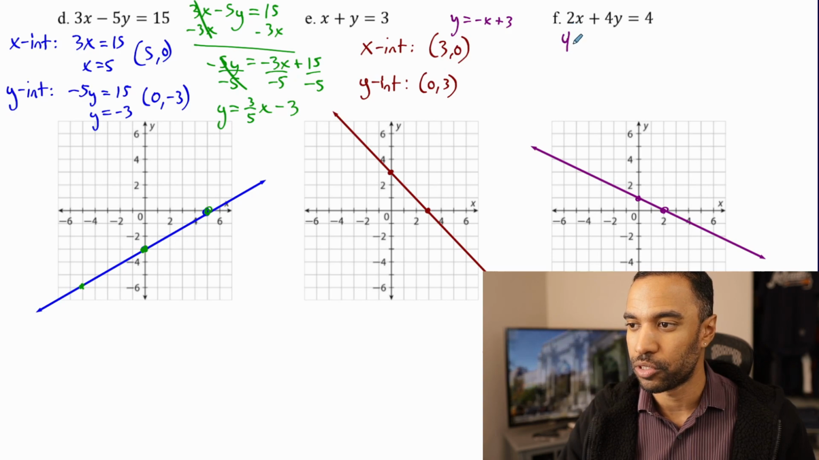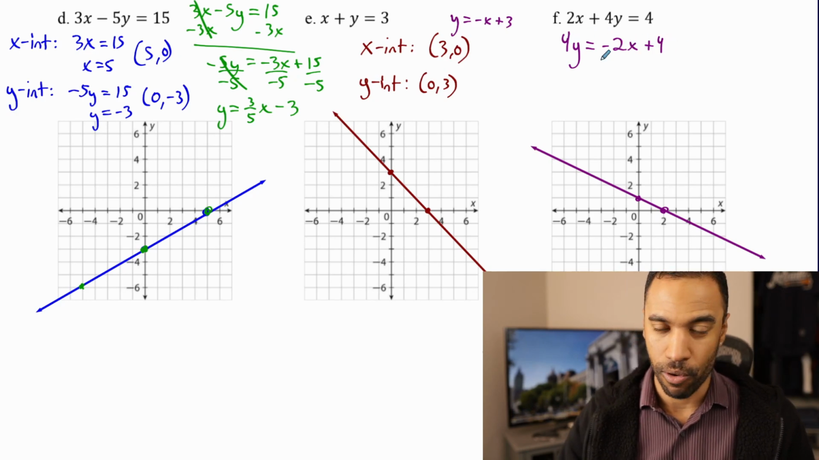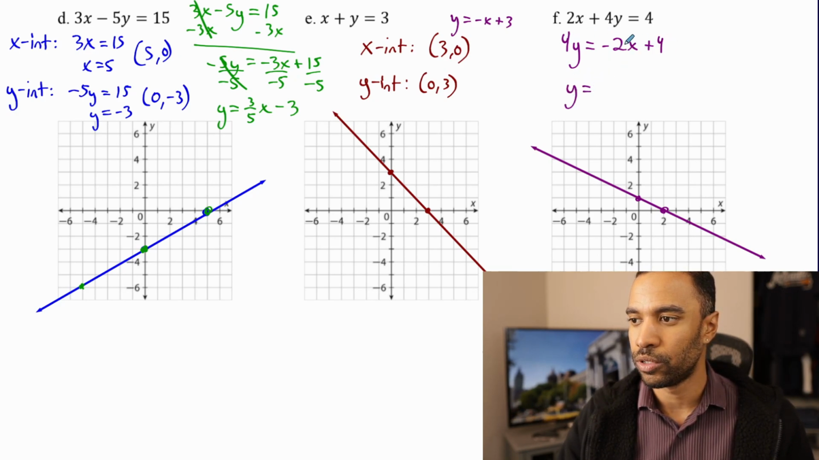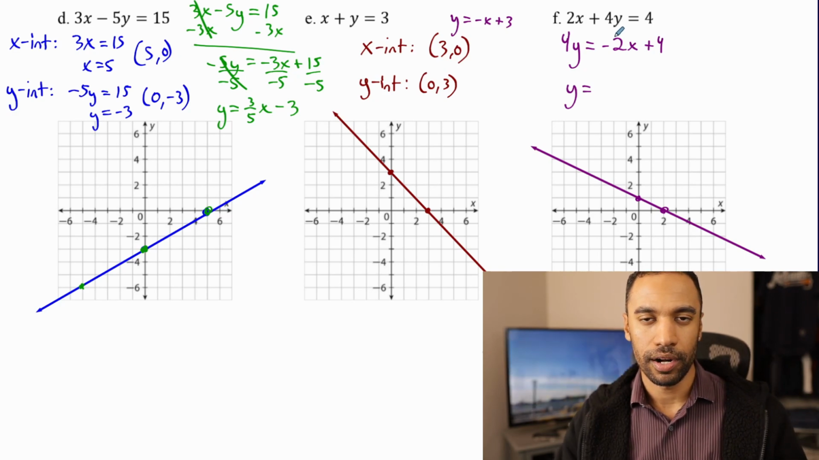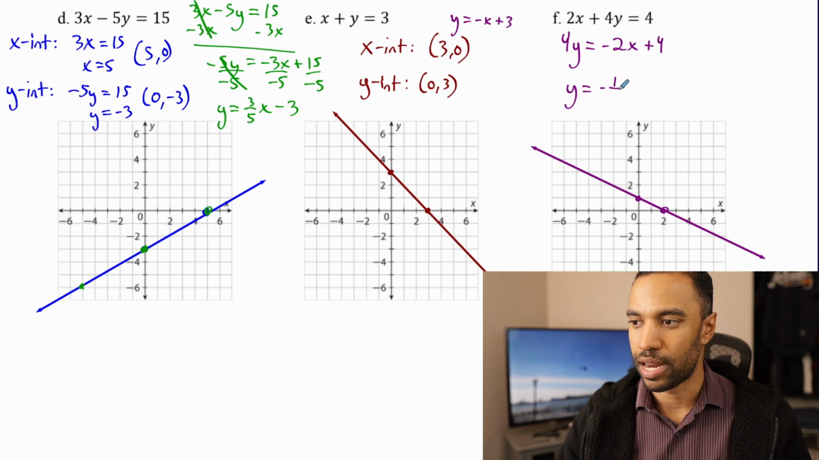All right, so let's get y by itself on this in case you like slope-intercept form more. Subtract 2x from both sides, and we get 4y equals negative 2x plus 4. Divide everything by 4, and we get y equals negative 2 over 4, which reduces to negative 1 over 2. So that's negative 1/2 x, and then plus 4 over 4 equals 1. So negative 1/2 x plus 1.